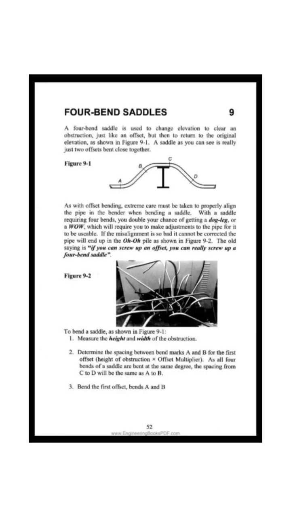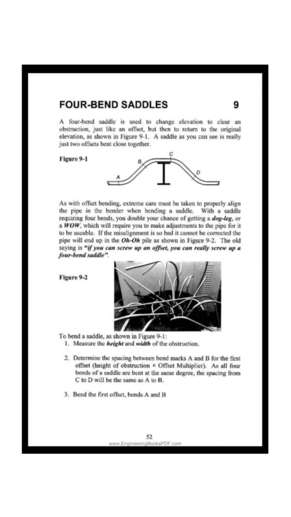To bend a saddle, as shown in figure 9-1: 1. Measure the height and width of the obstruction. 2. Determine the spacing between bend marks A and B for the first offset, height of obstruction times offset multiplier. As all 4 bends of a saddle are bent at the same degree, the spacing from C to D will be the same as A to B. 3. Bend the first offset, bends A and B.